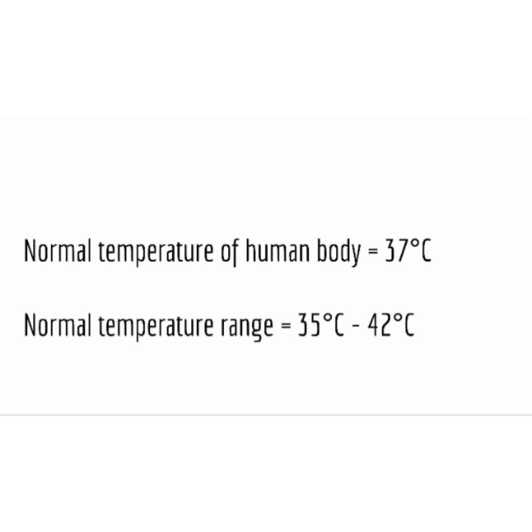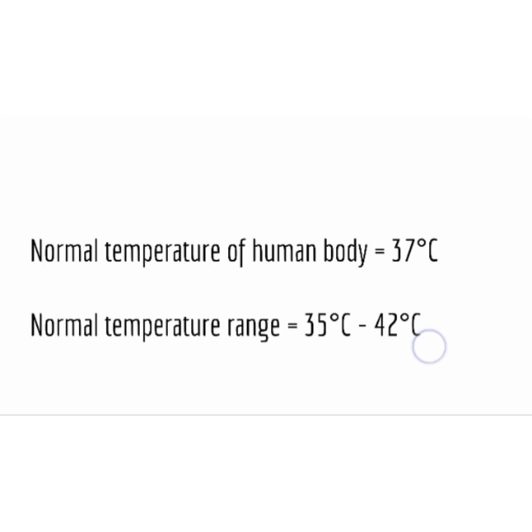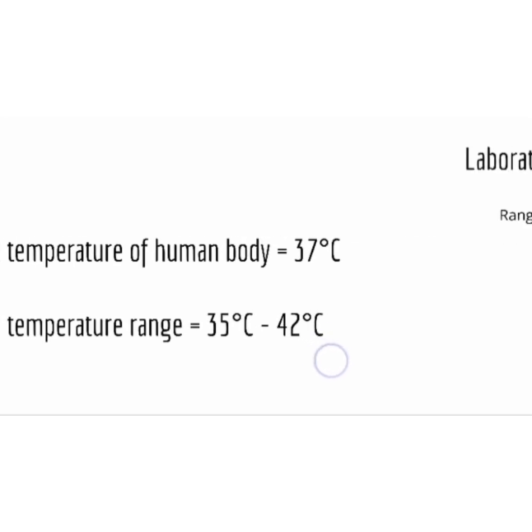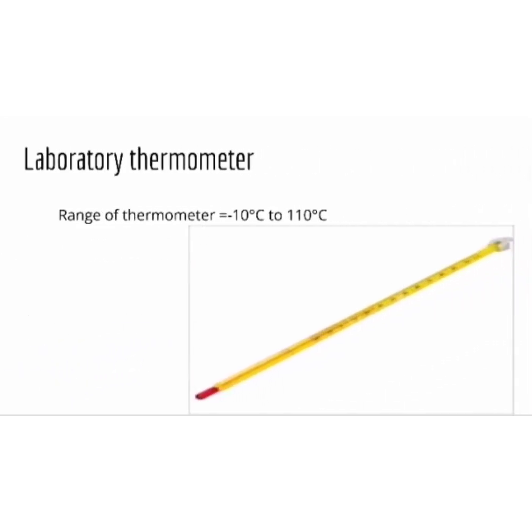The clinical thermometer is designed to measure the temperature of the human body only. The temperature of the human body normally does not go below 35 degrees Celsius or above 42 degrees Celsius. That is the reason the thermometer has the range 35 degree Celsius to 42 degree Celsius. Okay. And how do we measure the temperature of other objects?